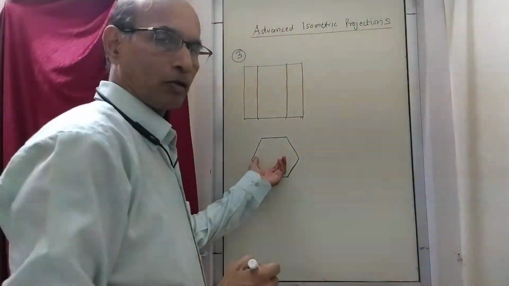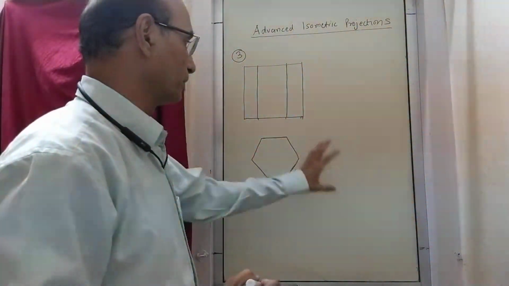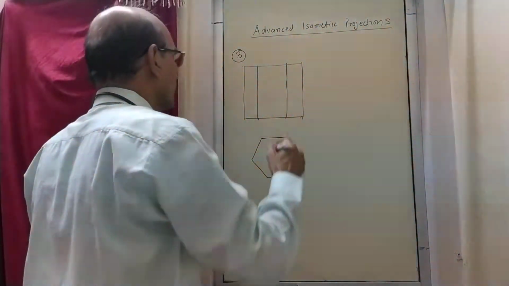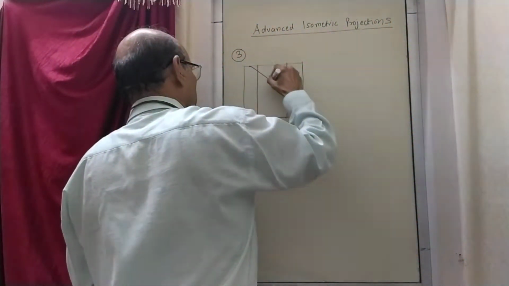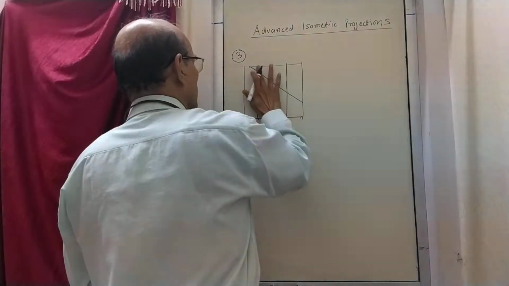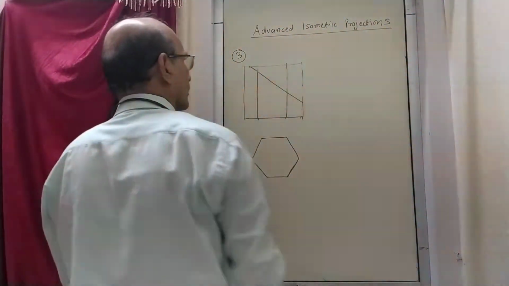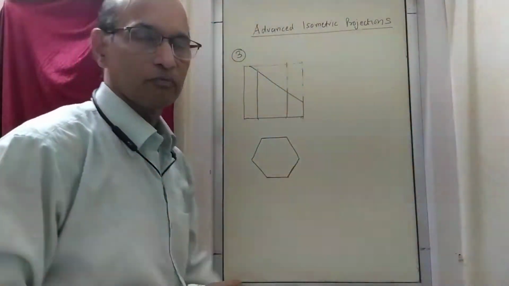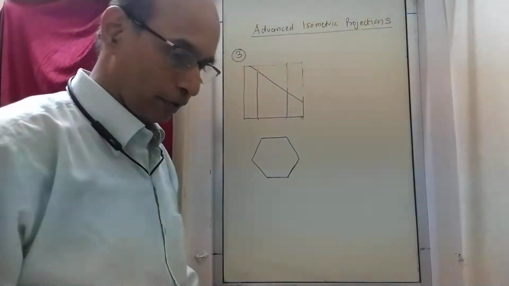So this is a hexagonal prism, and this hexagonal prism you have to draw in isometric, but one more thing is there, at this point it is cut. It is cut, so that means it is not there. So this is the shape of the hexagonal prism which is cut. Now how do we draw this?